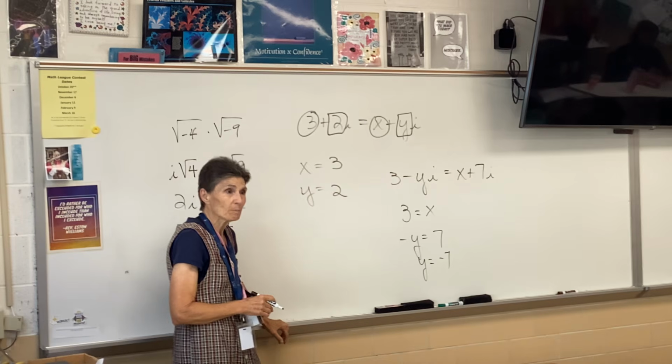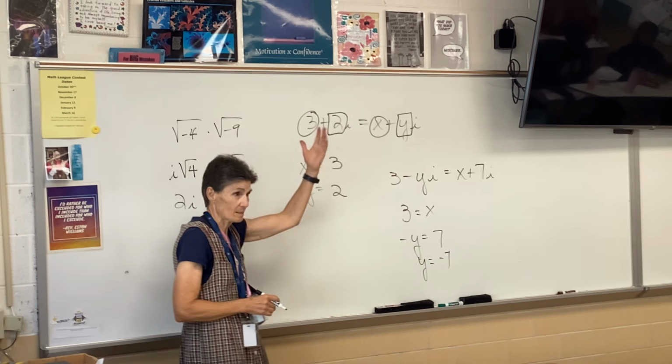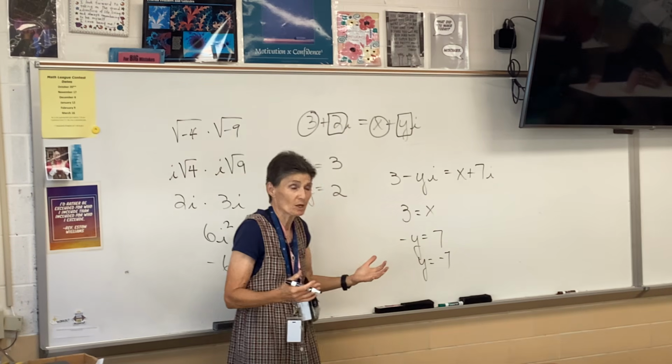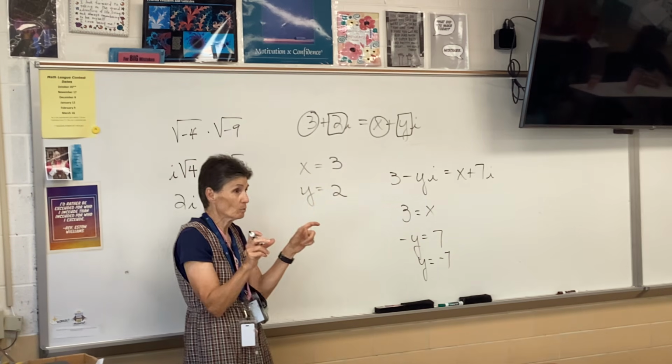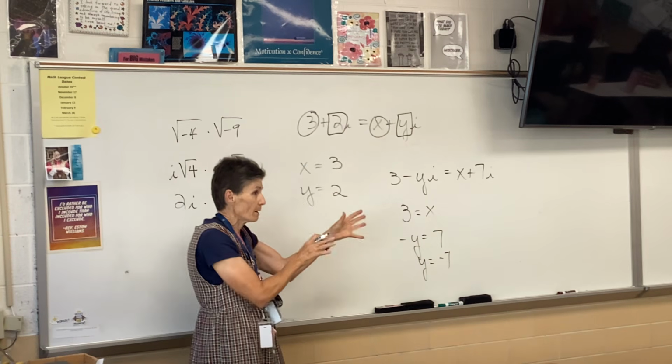When you have 2 complex numbers, they're called complex numbers, they have i's in them. If you have 2 complex numbers equal to each other, their real parts are equal, their whole, regular, normal parts are equal, and their i parts are equal.